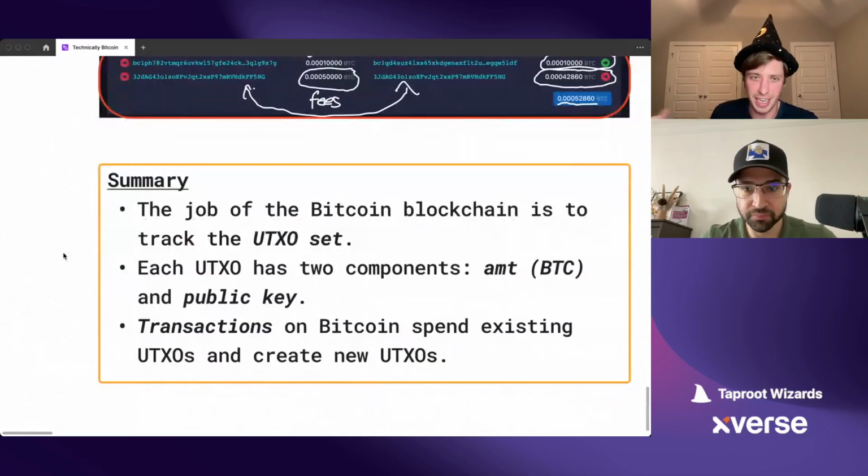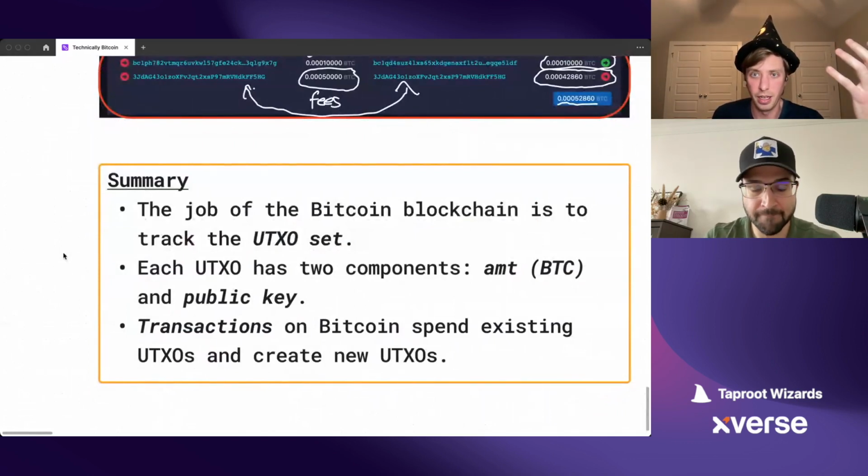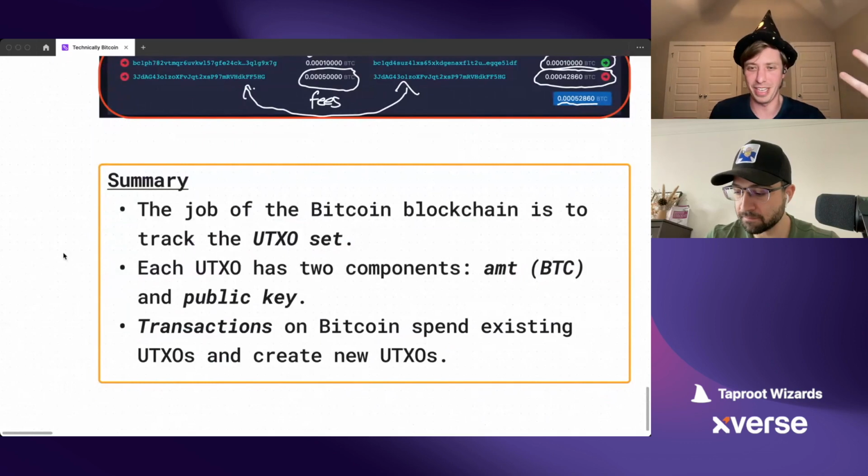If you just take nothing else away from this, the job of the Bitcoin blockchain is to track the UTXO set and basically prevent double spending. This is the whole reason it was created. Can we create this system of accounting where no one's allowed to cheat? Now, how do you do that? Satoshi decided we're going to use this model called UTXOs, unspent transaction outputs. You can think of it like physical bits of Bitcoin.